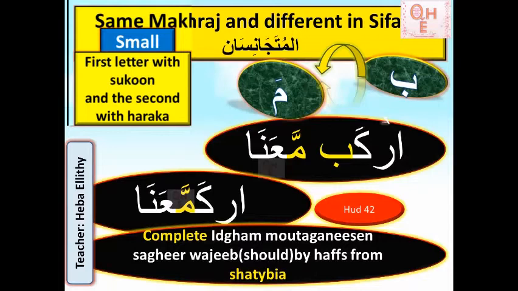Why do I say from شاطبية? Because we study the شاطبية way, but in other ways of Hafs, like طيبة for example, he reads it with إظهار. He's not making إدغام on it. And in other readers, they don't make إدغام on it. So Hafs in شاطبية, the one we study, has complete إدغام. Complete إدغام means the two letters come as one letter with the pronunciation of the second one: اركب معنا. Inshallah, this is clear for you.